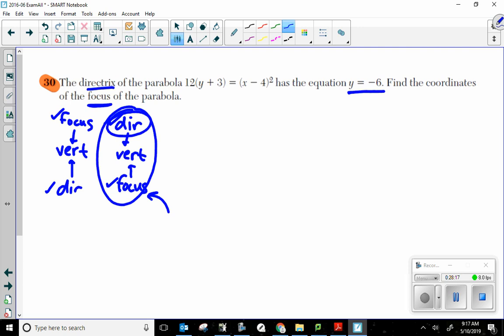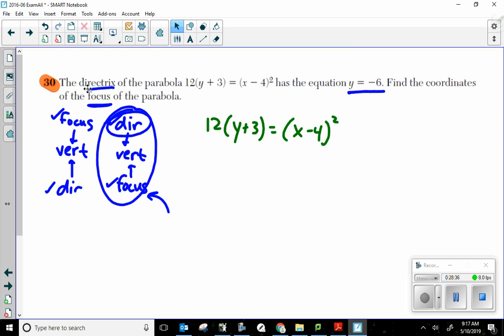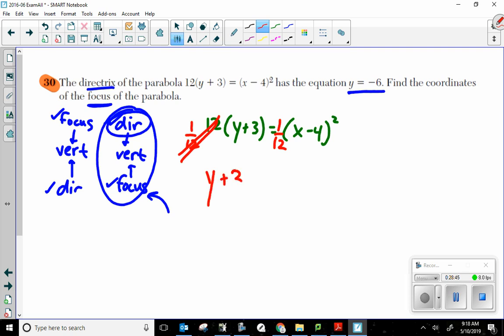And all I've got to do is set this into y equals format, and it will turn into the vertex form of a parabola where it actually gives me the vertex. Let me show you. I have 12 times y plus 3 equals x minus 4 squared. I'm going to get rid of this 12. I'm going to multiply this by 1/12. Bang. I'm going to multiply this by 1/12. So right now, I have y plus 3 equals 1/12 x minus 4 squared.